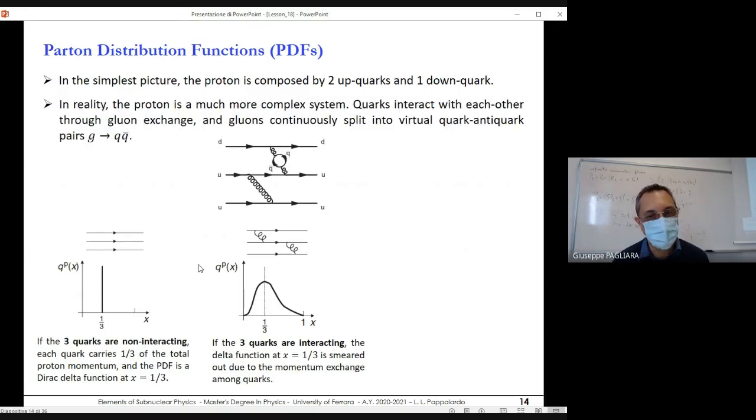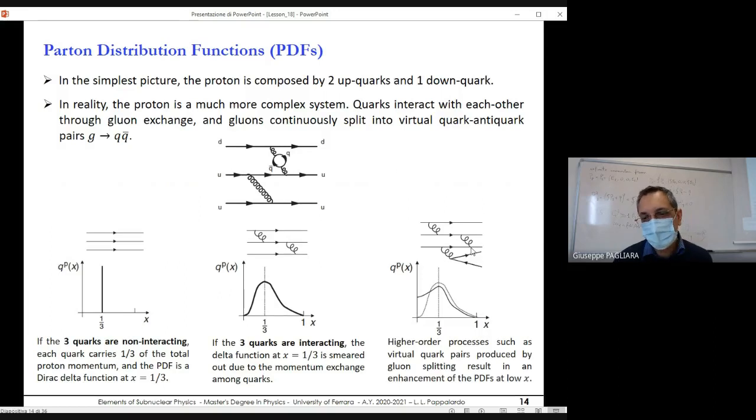Of course, as you know, the proton is not such a simple object. It is a much more complex system. Quarks not only interact with each other through gluon exchange, but as you know, gluons can also split into quark-antiquark pairs. And the quark and antiquark that are created can radiate new gluons, which can further split, and so on. So indeed, the QCD vacuum is a mess of infinite gluons and infinite quark-antiquark pairs, all virtual.